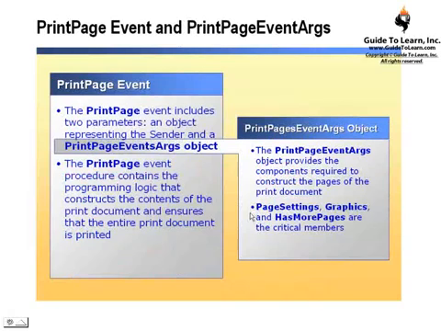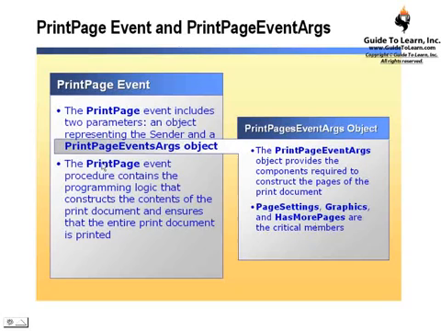Let's talk now about the print page event and page event arguments. The print page event includes two parameters, an object representing the sender and a print page event arguments object. As you see, the box is showing sub information for the print page arguments. So the print page event requires a sender, or an object that is supposed to be printed, and a bunch of arguments, as you see listed here on your right-hand side. The print page event arguments provide components required to construct the page of the print document, the page settings, graphics, and obviously the number of pages.